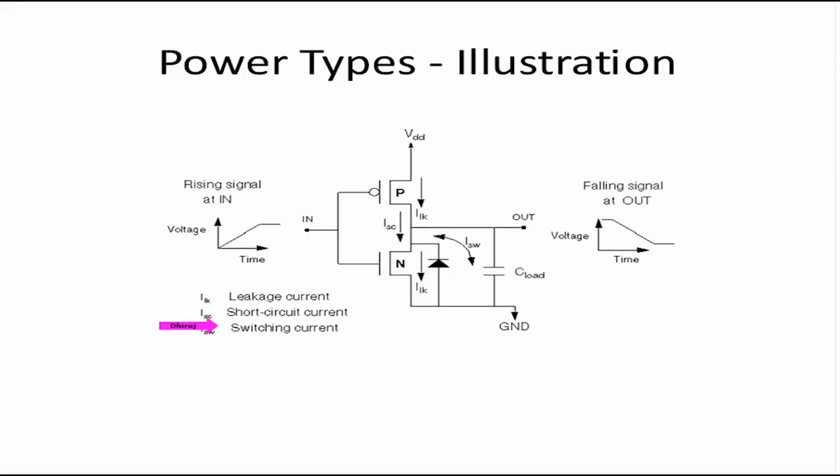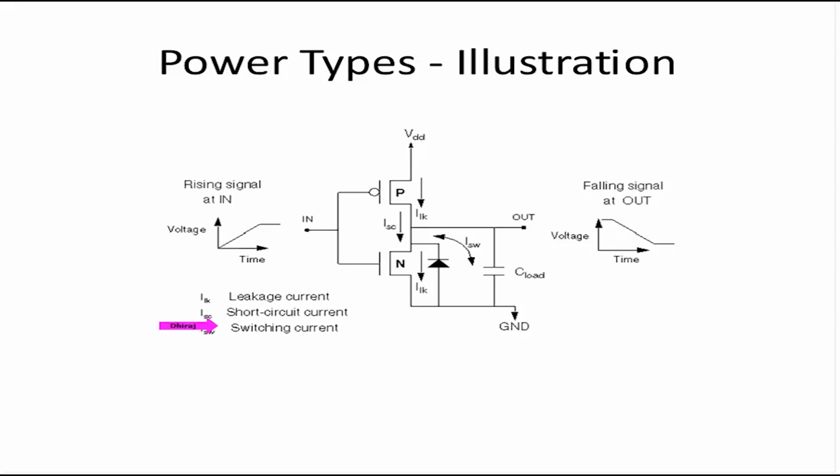Switching current, I'll repeat again. Switching current ISW, which charges and discharges the load capacitance, is responsible for dynamic switching power. Short circuit current is responsible for dynamic internal power. It is caused when P and N are simultaneously on during switching for a short period of time.